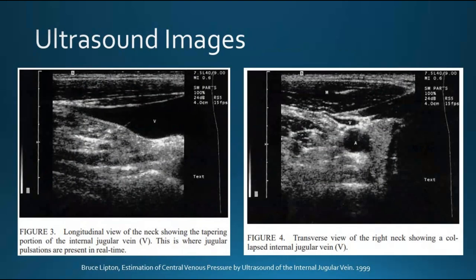Here are examples of ultrasound images of the internal jugular vein. That's this V right here, and this is the longitudinal view of the neck showing tapering of the portion of the internal jugular vein right here, and this is tapered down like a wine bottle. On the right, it is a transverse view of the right neck showing a collapsed internal jugular vein. So this is about right here, V. You see that's V. A is the carotid artery, and in a normal CVP, it should collapse at mid-neck.